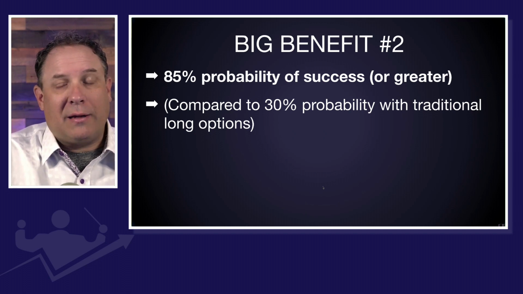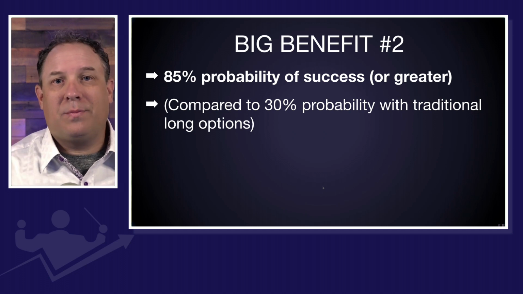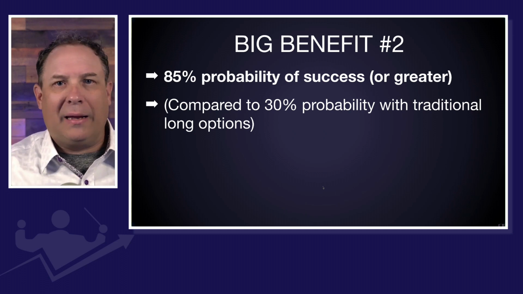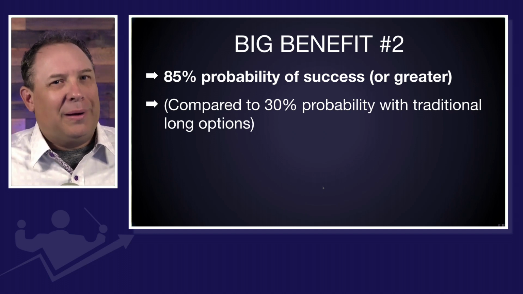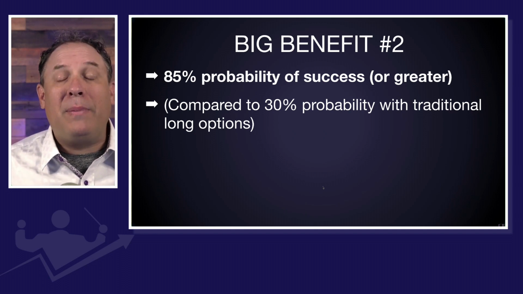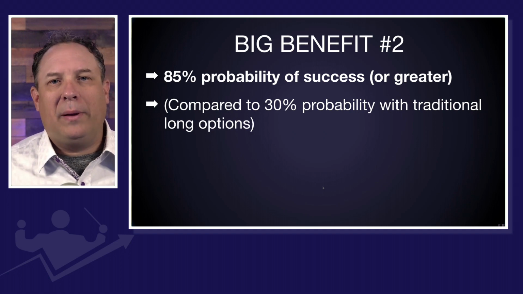When I teach you some of the analysis that goes with it, we can take those probabilities of success even higher than that, like well into the 90s. There's nothing that's 100%, but we can get really, really high, okay? So big benefit number 2 is 85% probability of success.